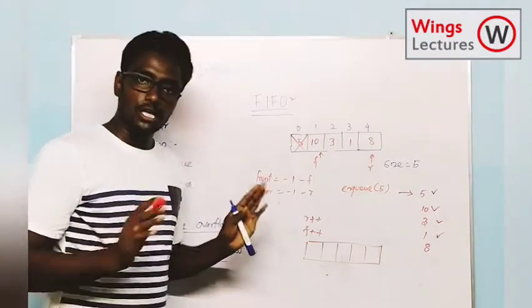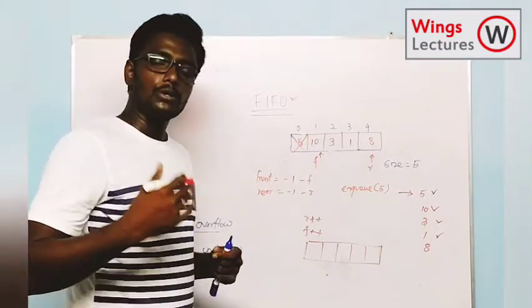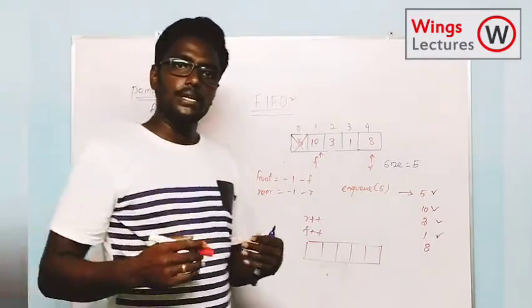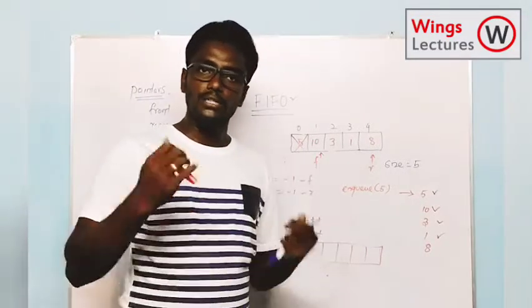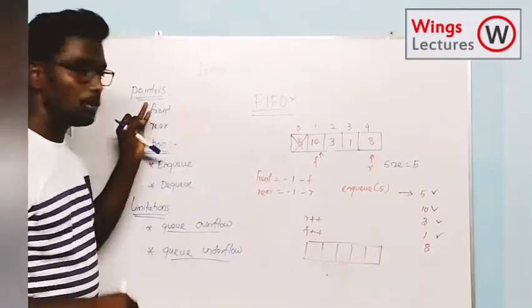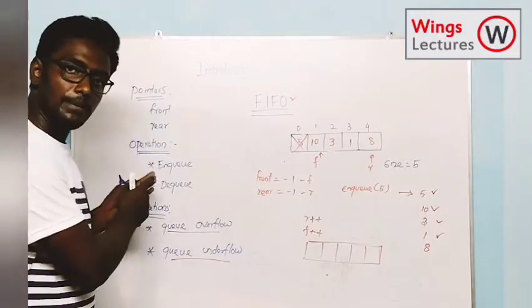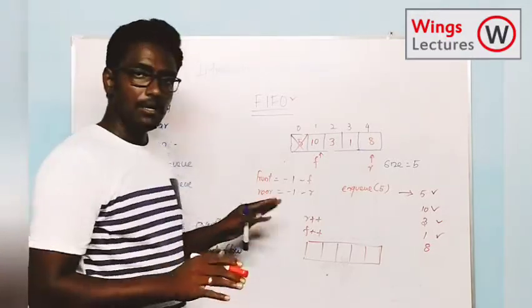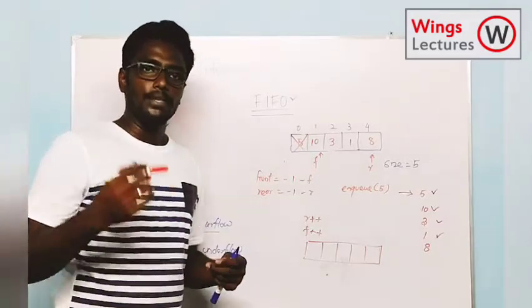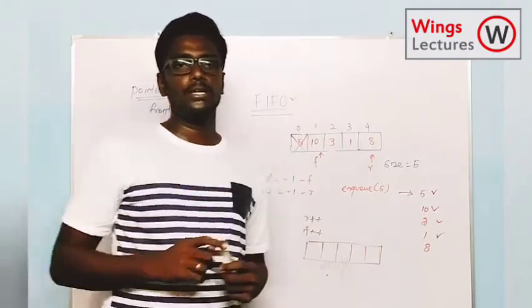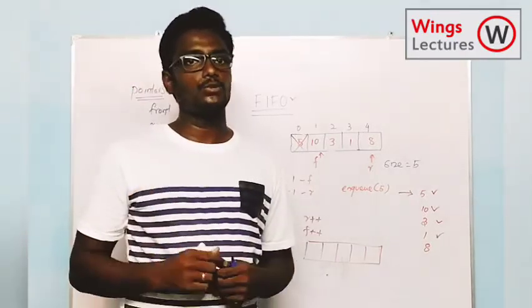I hope you understood the logic very well about the introduction to queue. Simple thing: when the question asks about queue, first you have to write the definition, what is queue, then what are the pointers it has, and then what are the basic operations and its limitations. That's simple. In the next video we will see about implementation. We have two different types of implementation: the first one is using array and the second one is using linked list.